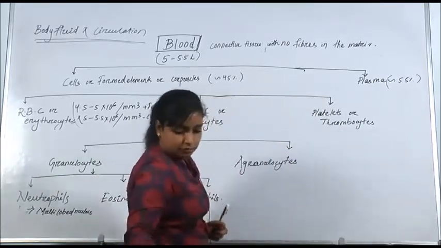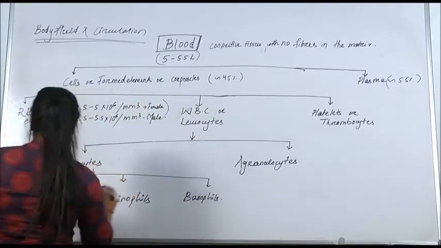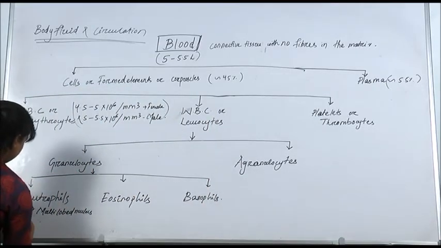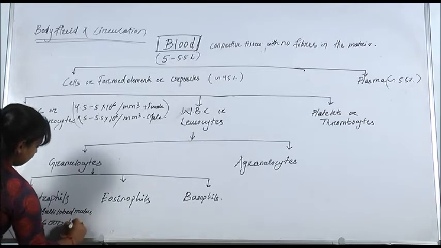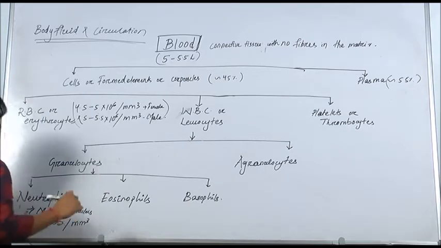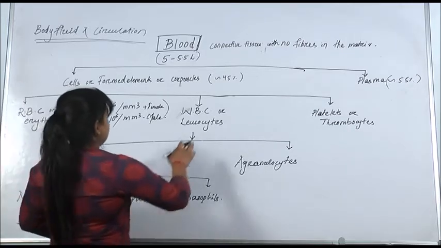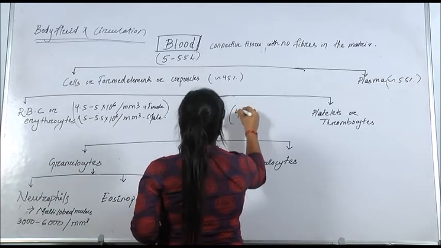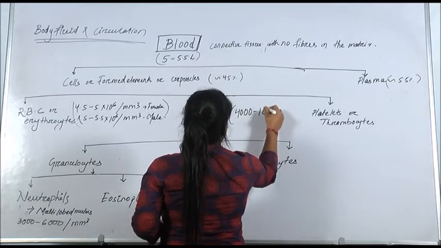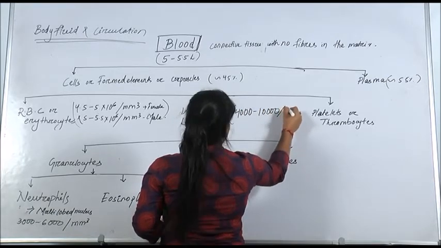So what is the number of neutrophils then? The number of neutrophils is around 3000 to 6000 per mm cube of blood. I forgot to tell about the WBC number. WBC number is around 4000 to 10,000 per mm cube of blood.